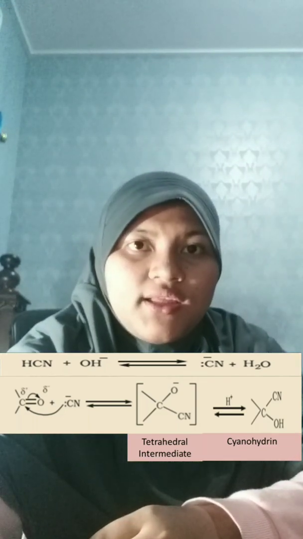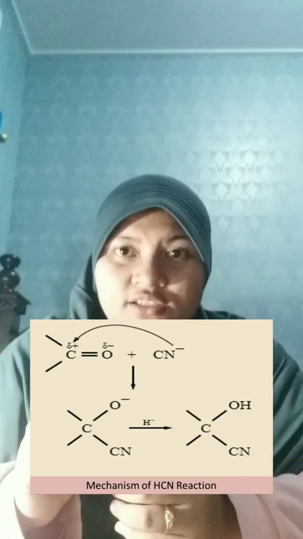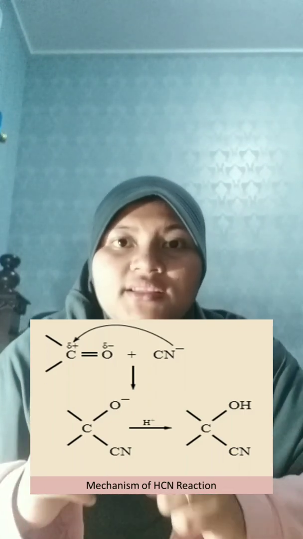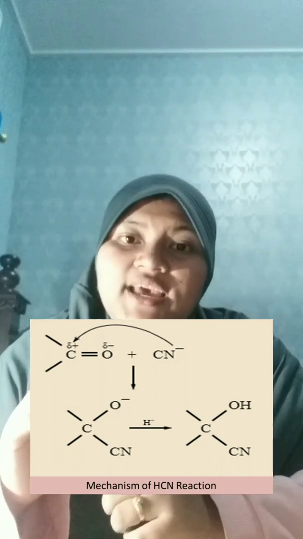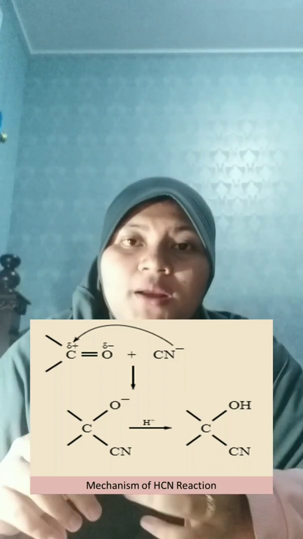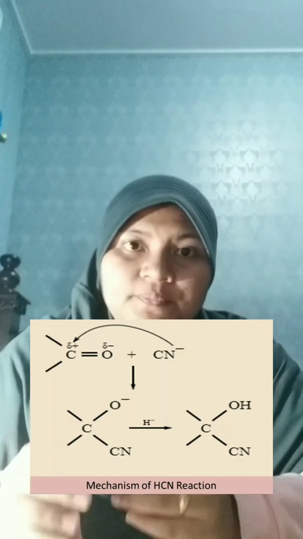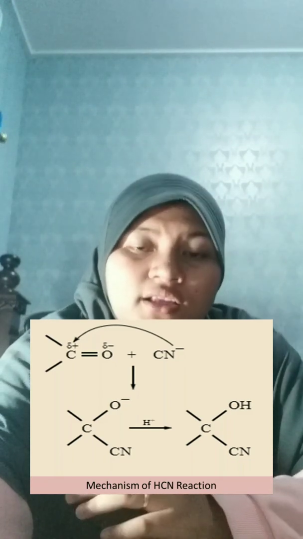Due to the electronegativity difference between carbon and oxygen atoms, the carbon-oxygen bond demonstrates polar behavior. This, in turn, results in a partial negative charge on the oxygen atom and a partial positive charge on the carbon atom. The partial positive charge of the carbon atom will attract the cyanide ion of H+ CN-. The carbon-oxygen double bond will break and a new carbon-CN bond forms. Furthermore, the unstable oxygen will attract the H+ of hydrogen cyanide.